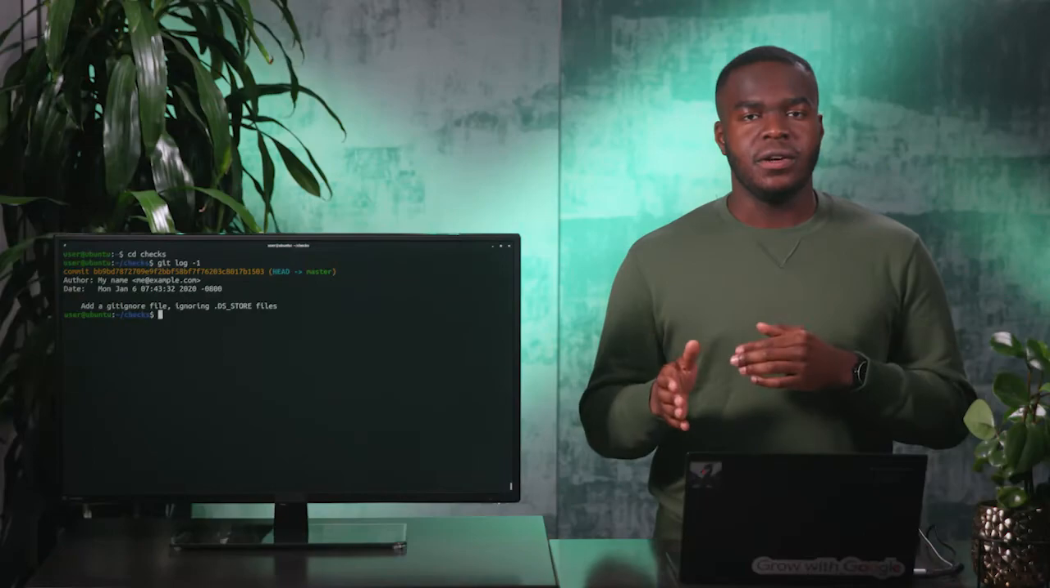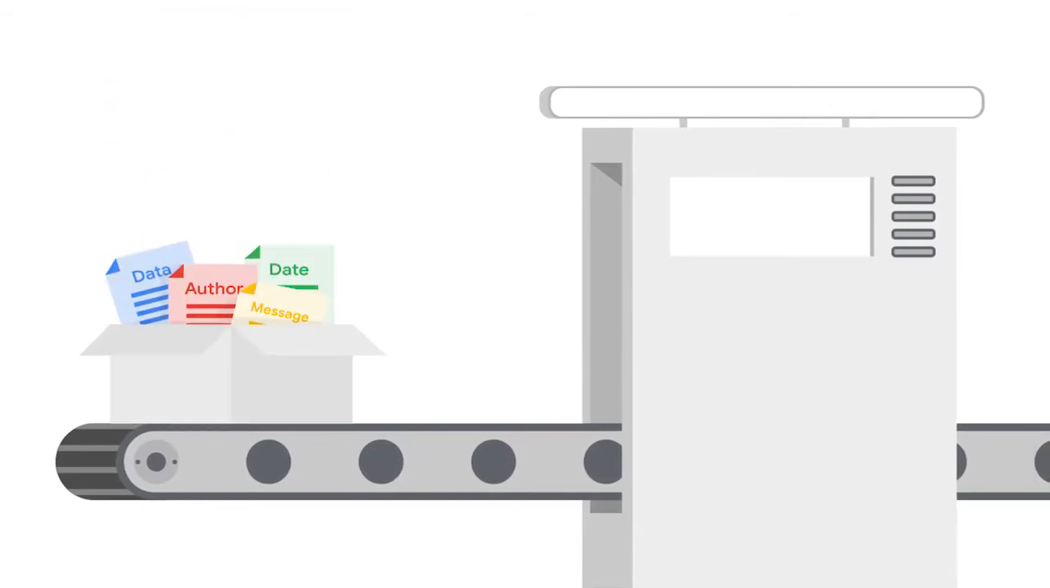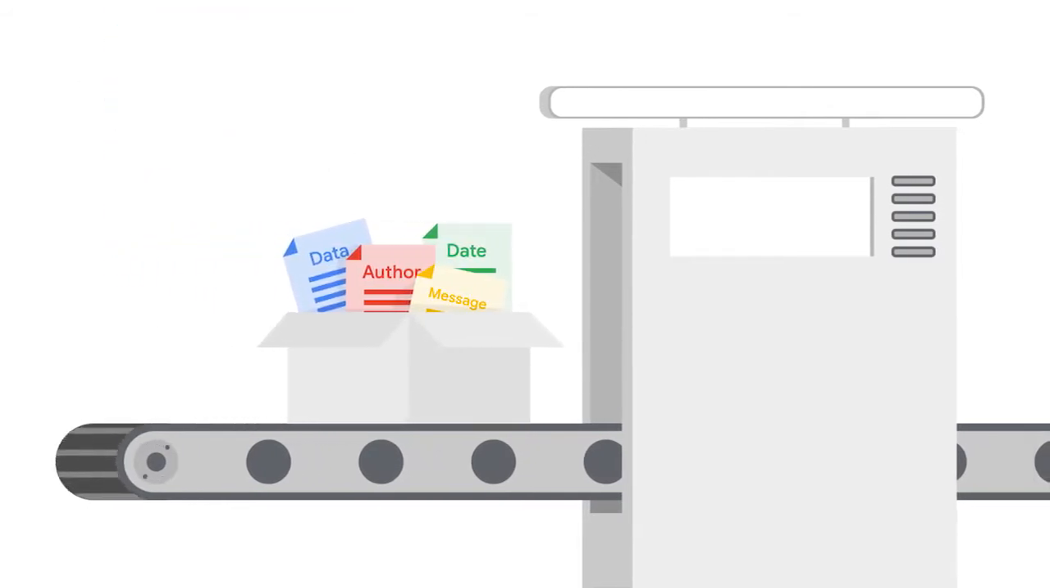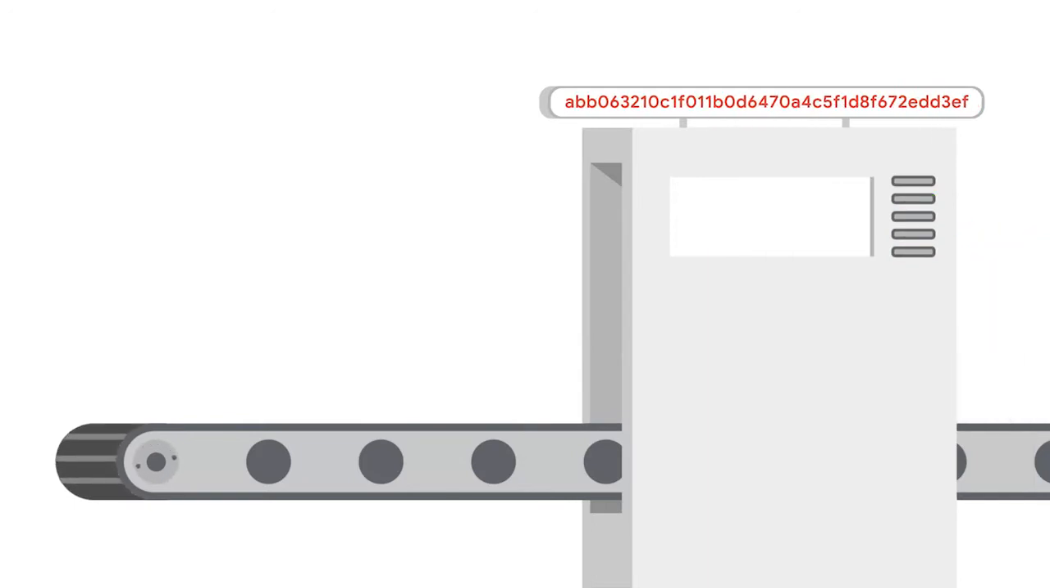Having consistent data means that we get exactly what we expect. To quote Git's creator, Linus Torvalds, you can verify the data you get back out is the exact same data you put in. This is really useful in distributed systems like Git, because everyone has their own repository and is transmitting their own pieces of data. Computing the hash keeps data consistent because it's calculated from all the information that makes up a commit: the commit message, date, author, and the snapshot taken of the working tree.